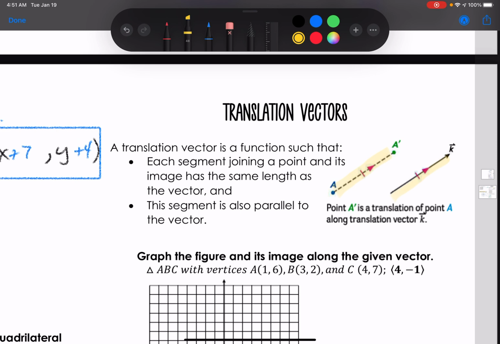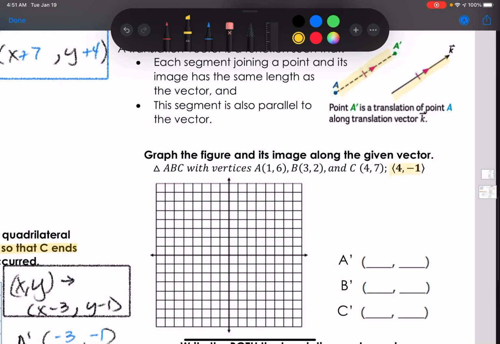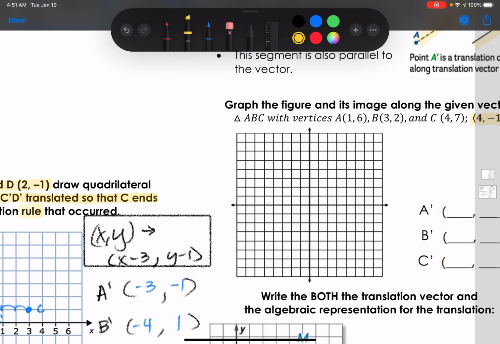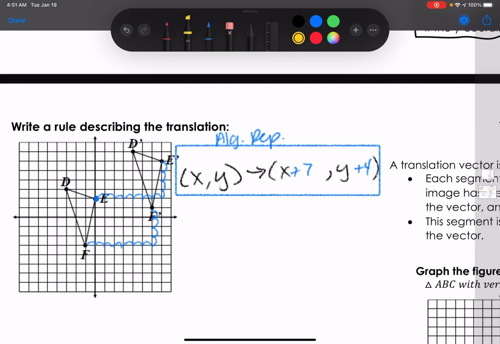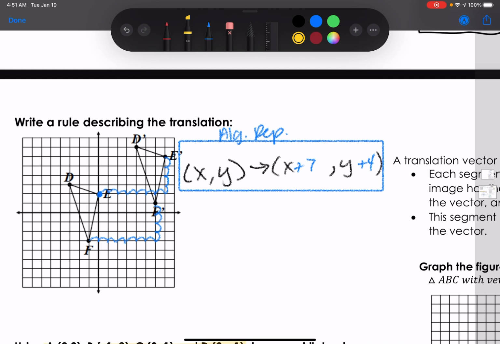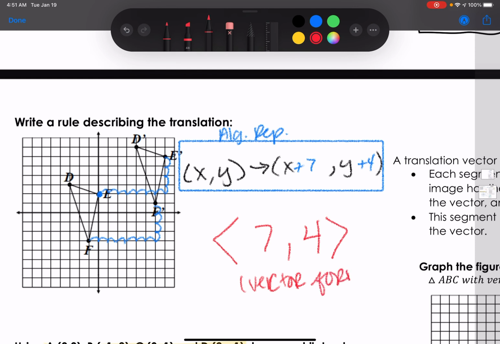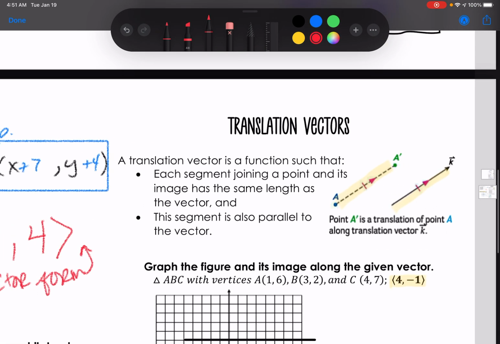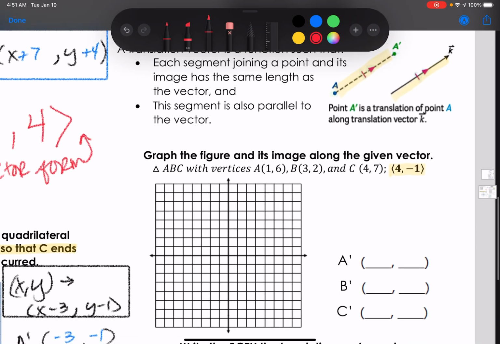All right, now a translation vector, you see here, it's just 4, -1. It's in these angled brackets. If I were to write, say this one right here, as a vector, then I would write it as 7, 4 in these brackets. And that would be vector form. And that's it. So it's the exact same thing, but it's a little bit shorter way of doing it.